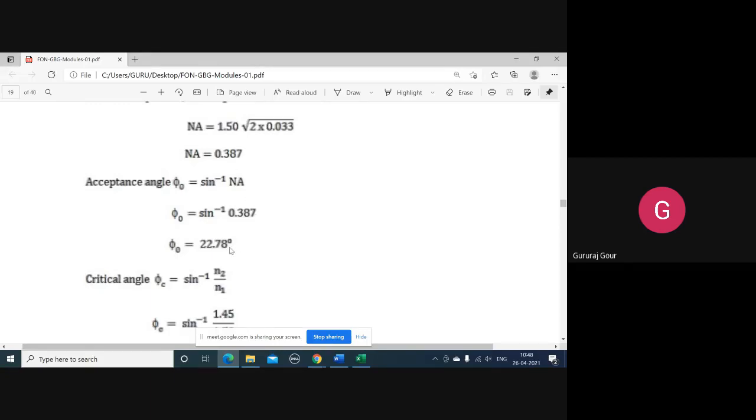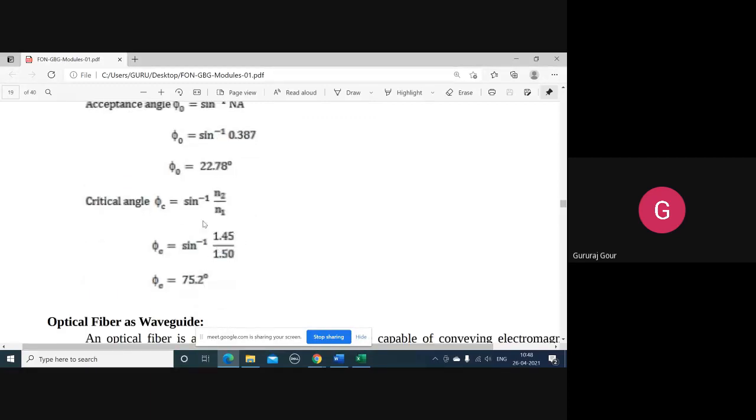For whatever problems I am discussing today, calculate them using your calculator. Keep it in degree mode when you are dealing with trigonometric functions, so that you get the answers in terms of degrees. Critical angle is sine inverse of n2 by n1.